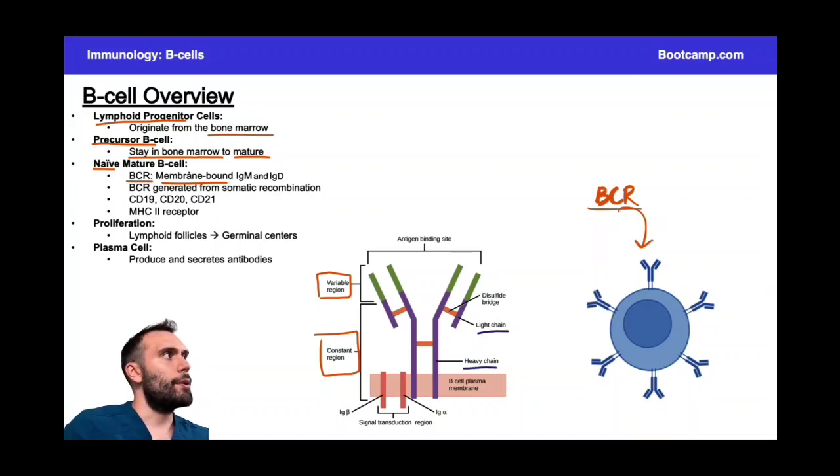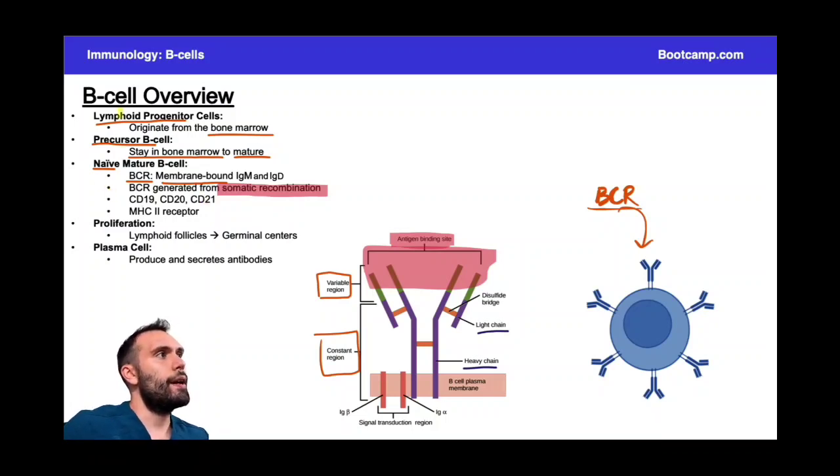Like I said, we'll talk about all of this in great detail, but the point that I want to convey here is that the antigen binding site, where your antigen is going to bind, is going to be up here in that variable region. That variable region is going to be generated through somatic recombination of the VDJ segments as these antibodies are formed. And again, we'll talk about all of that. We touched on it a little bit in the adaptive immunity section, but we'll talk about that in great detail in the antibody video.